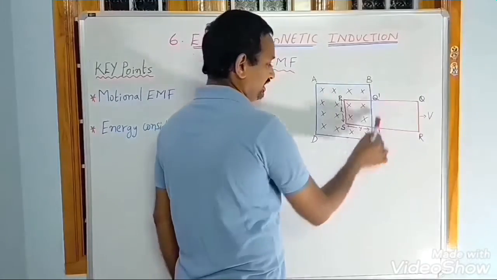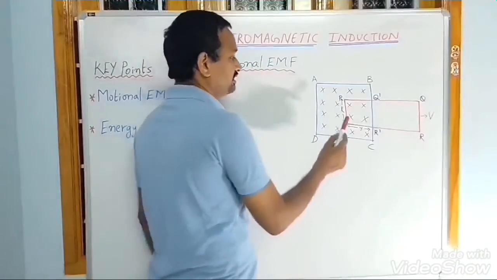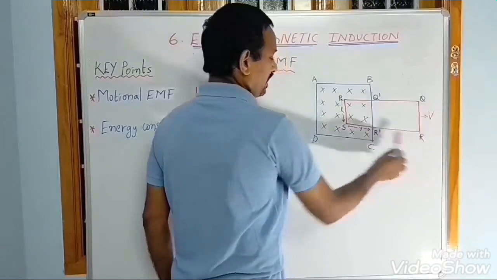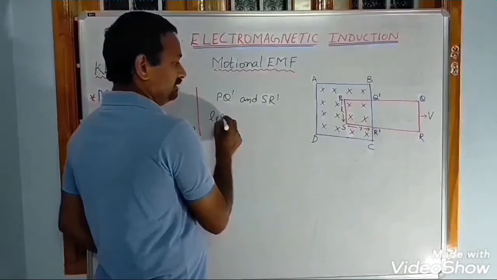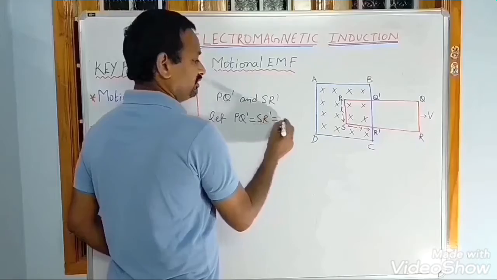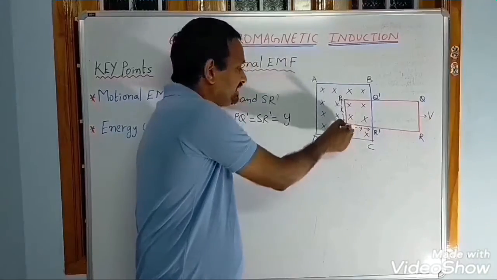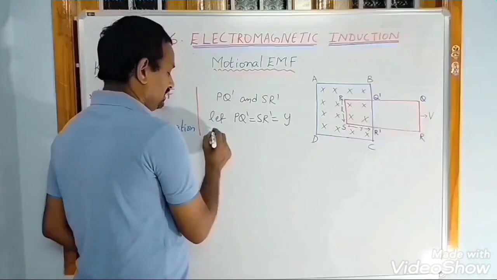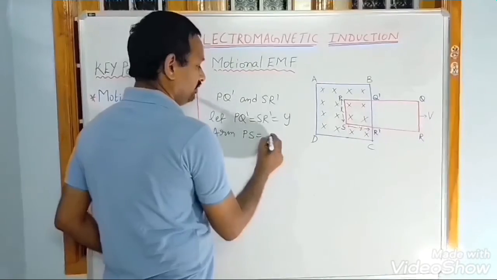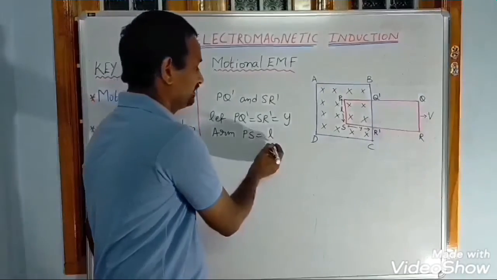Here ABCD is a region of uniform magnetic field in which a coil is inserted, that is PQRS. Let PQ dash equal to SR dash equal to Y, and I am taking this arm PS. Arm PS is equal to L here.